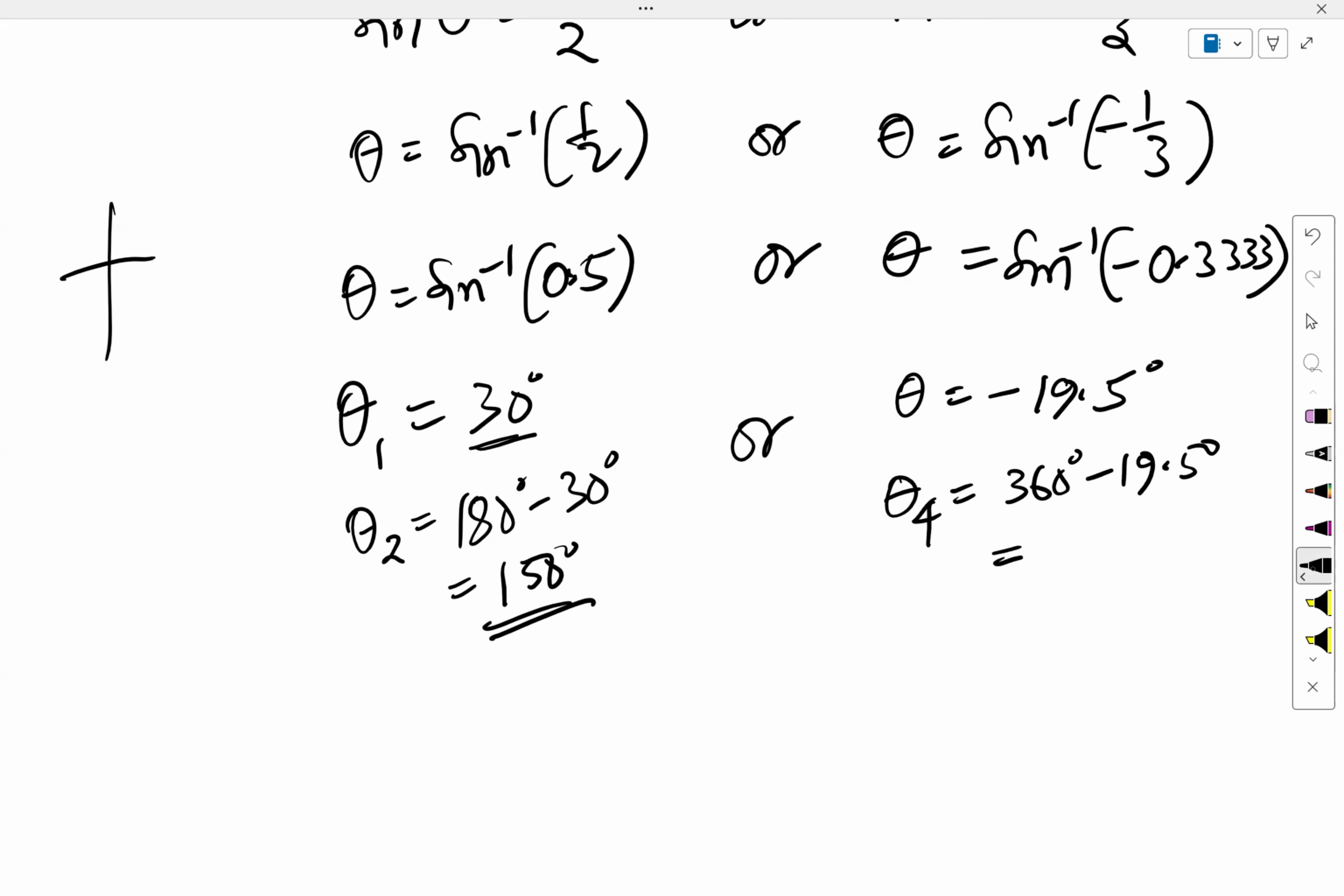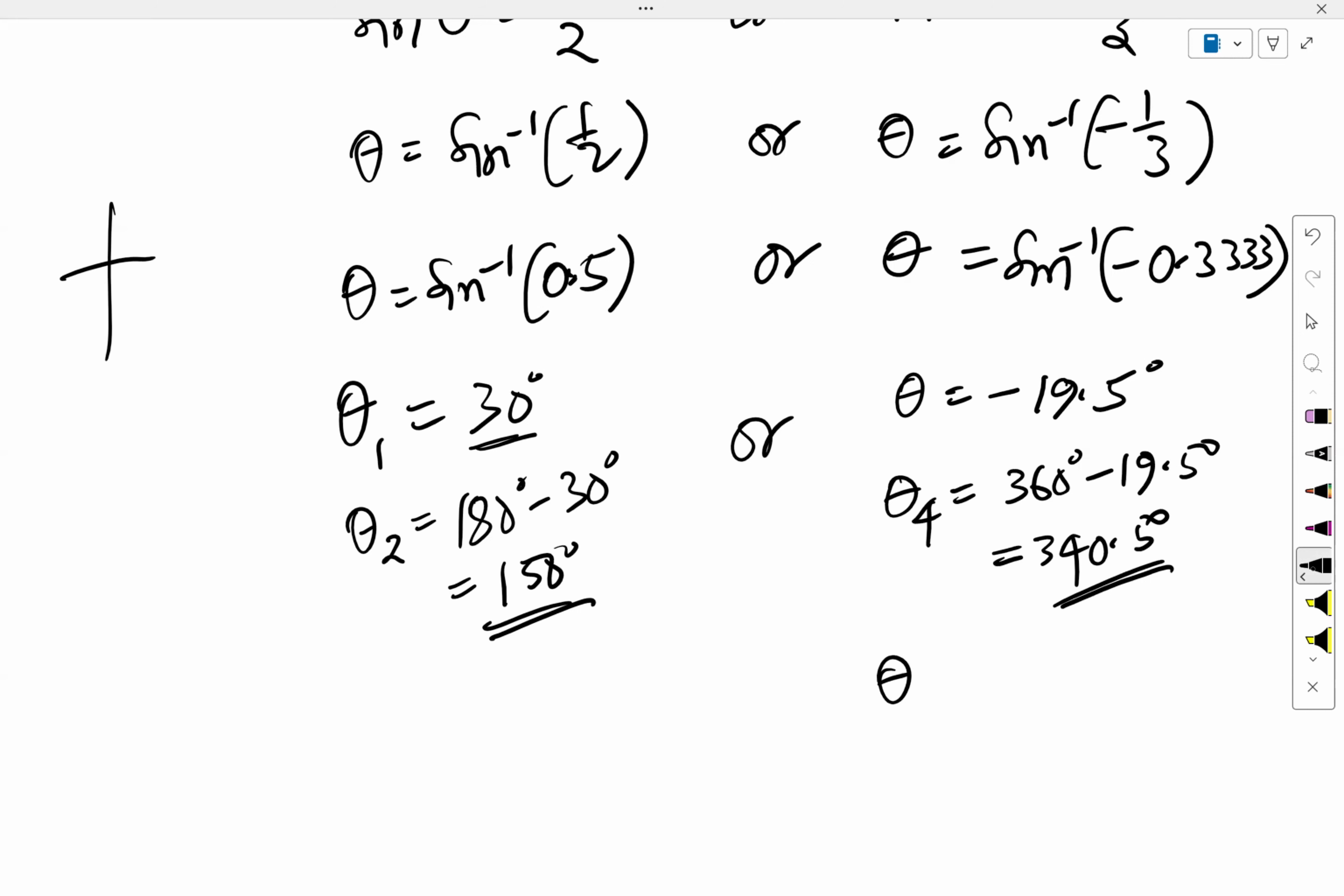And that is why we should have what we have. So that's like 360 minus 20 normally, right, is 340. But then this is 19.5. This is 19.5. And that is why that is going to be what it is. This is 340.5 degrees in the fourth quadrant.